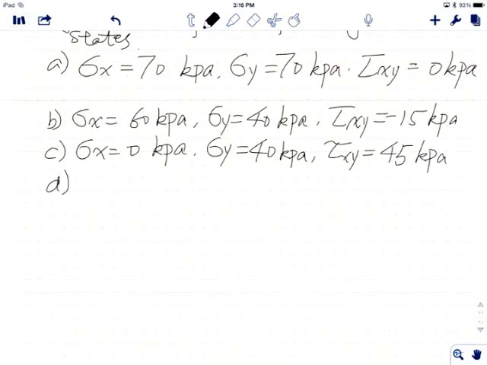In case D, we have negative stress in the x, minus 40 kilopascal. Sigma y is also negative. So this time we have compression and compression in both directions.